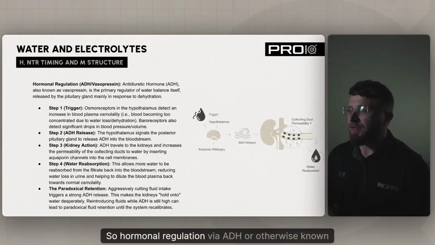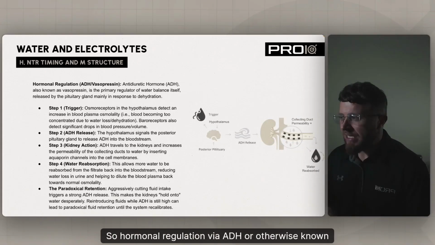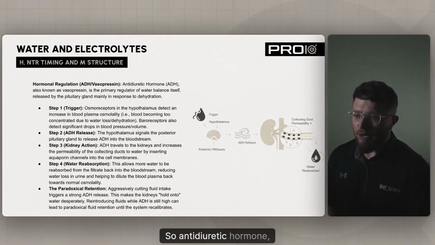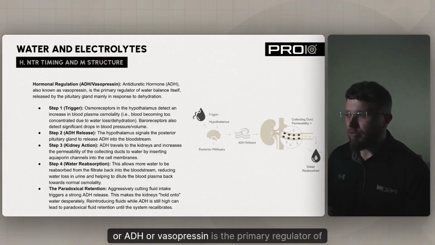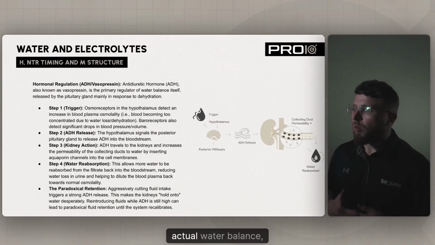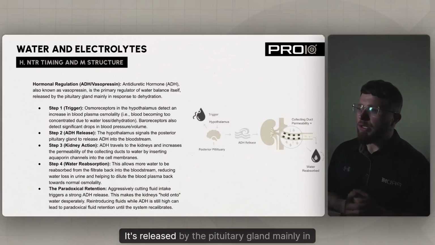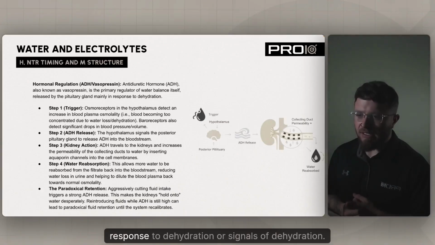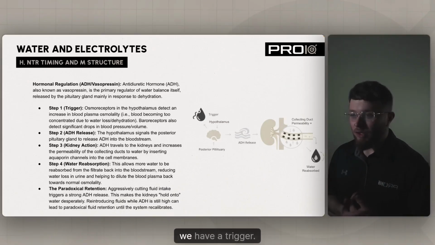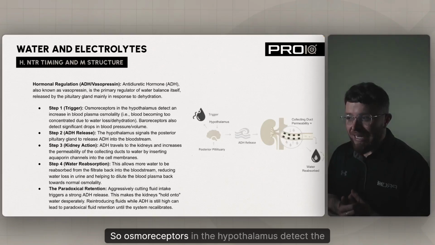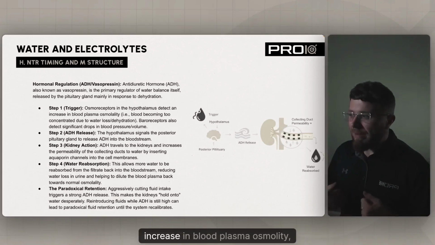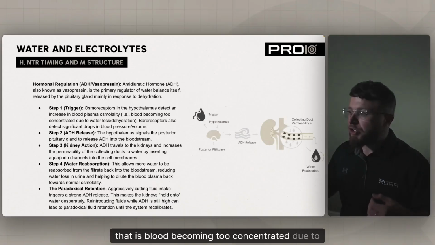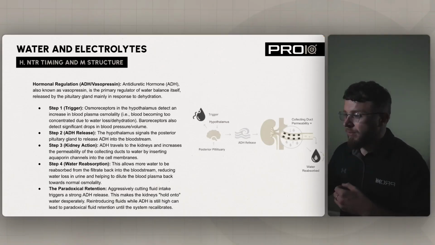So, hormonal regulation via ADH, otherwise known as vasopressin. Antidiuretic hormone, or ADH, or vasopressin, is the primary regulator of actual water balance. It's released by the pituitary gland mainly in response to dehydration or signals of dehydration. So again, step 1, we have a trigger. Osmoreceptors in the hypothalamus detect the increase in blood plasma osmolality, i.e. blood becoming too concentrated due to water loss or dehydration.